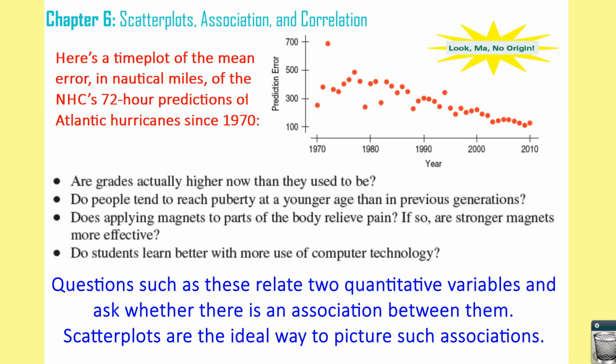So for instance, here's a time plot of the mean error of the predictions of hurricanes. Here you have your years, and then here's how far off they were in nautical miles. So that's how far off they were with their predictions. Important thing to notice is that there is no origin, because we have time and prediction, and it wouldn't make sense to have 0. Year 0, that doesn't really make sense.